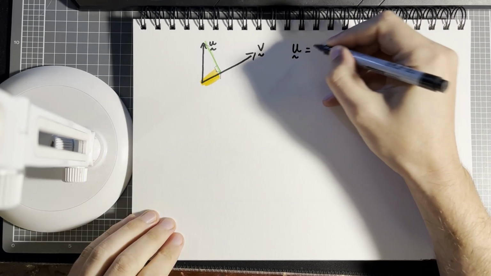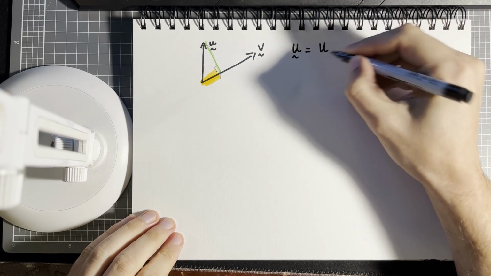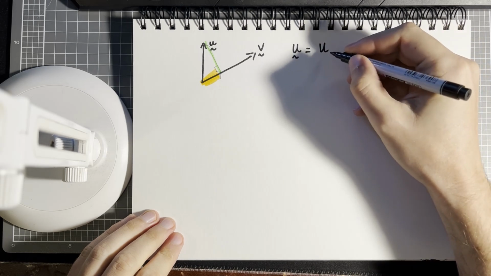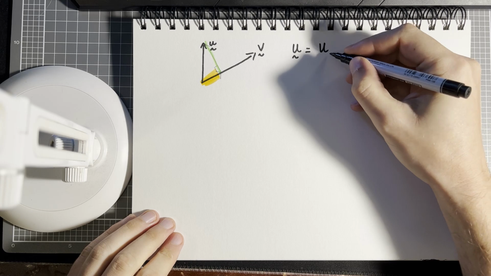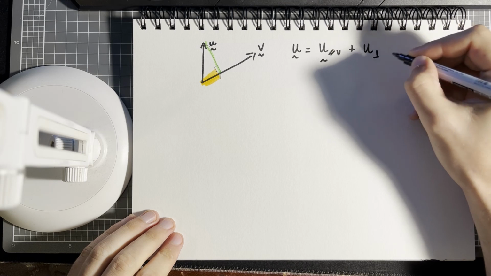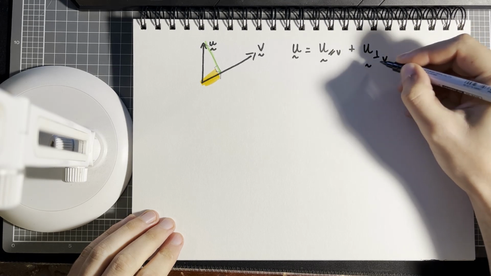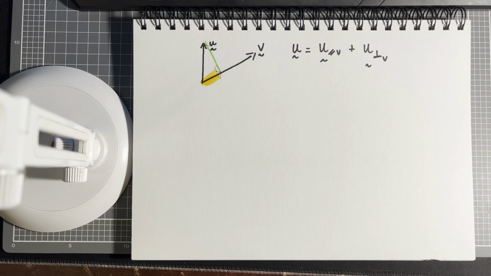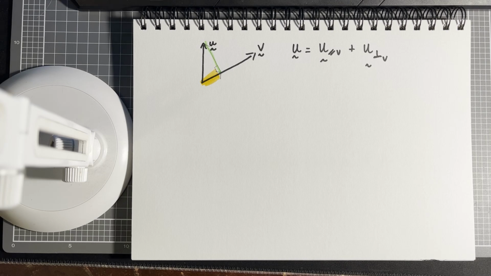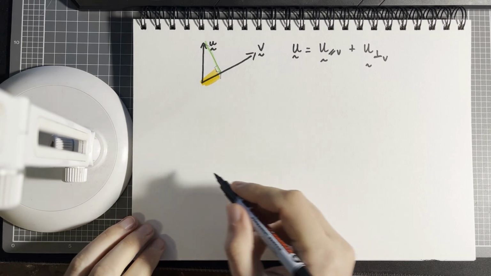The vector U is equal to the vector sum of two other vectors. One of them is the component of U, which is parallel with V. And the other one is the component of U, which is perpendicular with V. This parallel component is my vector projection, and this perpendicular component is my vector rejection. So just think of it like that. We're decomposing some vector U with regard to some reference vector V. So the next part is, how do we do that?